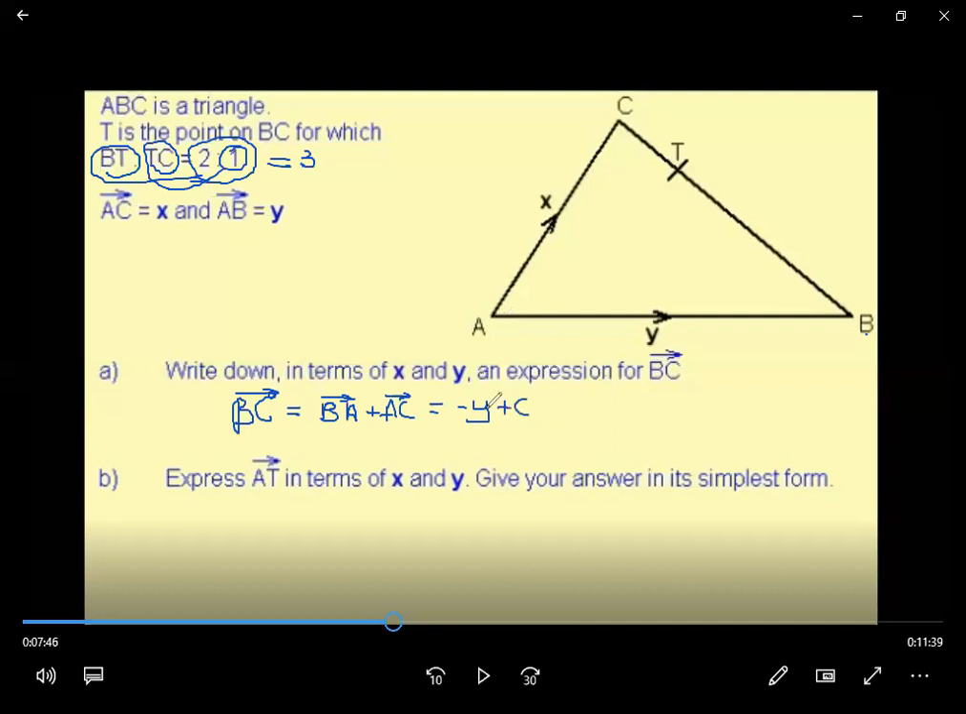So you'd have negative Y plus X, which is the same as X minus Y. And I prefer to write it like that, X minus Y. Everybody understands that? Any question?